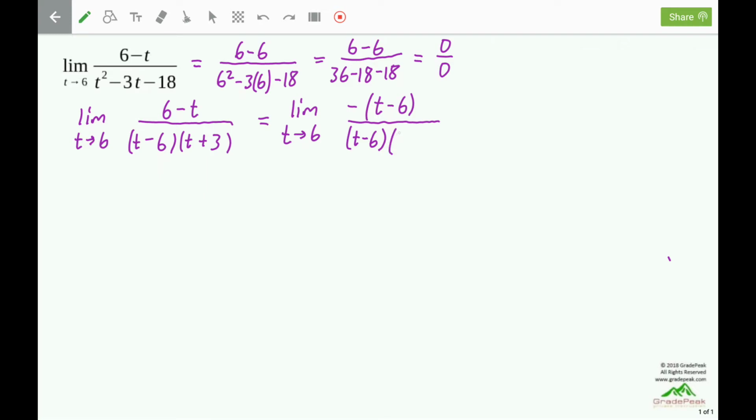And in the denominator, we also have that same t minus 6. That's what's making 0 over 0 in the first place. And now those can cancel with each other. Let's cancel those out. We no longer have the 0 over 0, rather a negative 1 over t plus 3. We can now plug the 6 in for the t, and we're resulting in negative 1 over 9.